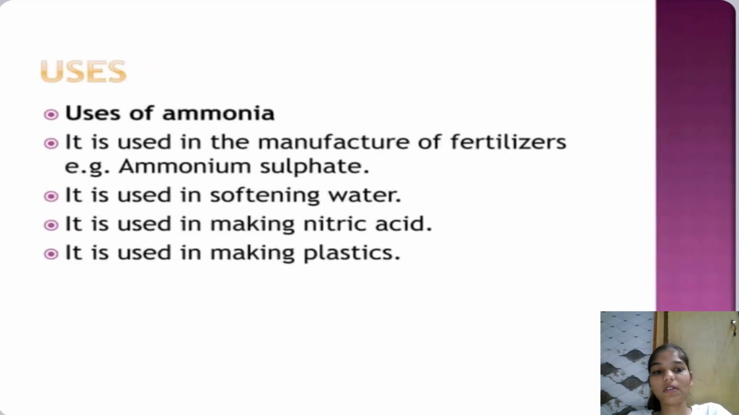Next are the uses of ammonia. Ammonia is used in the manufacture of fertilizers, for example ammonium sulfate. It is used in softening of water. It is used in making nitric acid and it is used in making plastics.